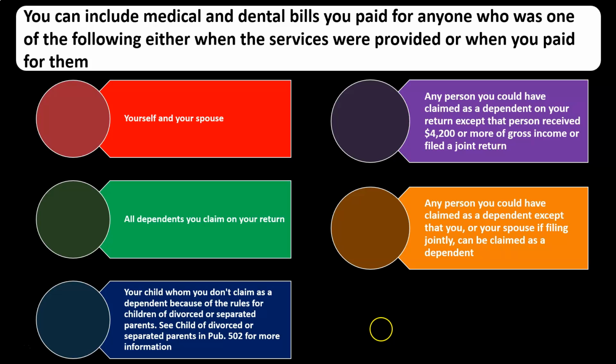Any person you could have claimed as a dependent, except that you or your spouse, if filing jointly, can be claimed as a dependent. So if you yourself or your spouse could be claimed as a dependent by someone else, and that's the only reason that this other person, who would have been a dependent, is therefore not, then you may still be able to get the medical expenses as a deduction in that case related to them.